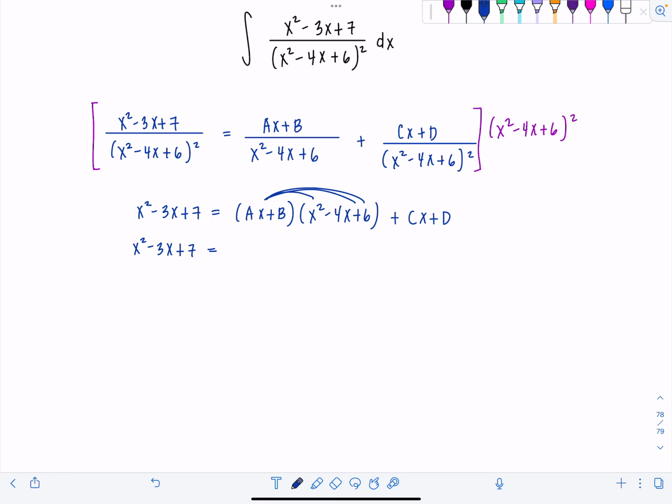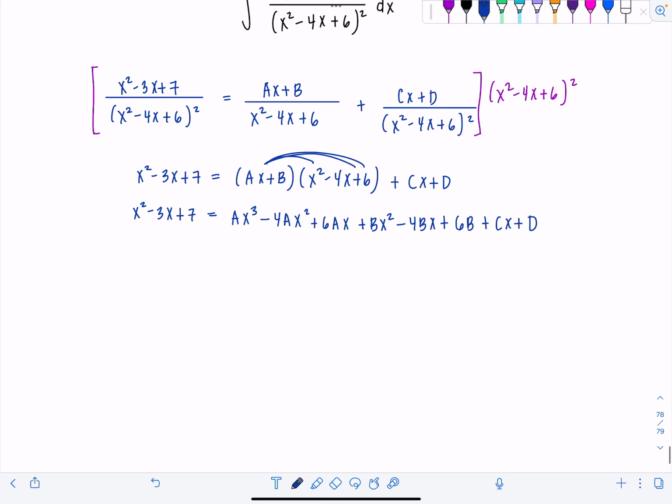Here we go. This is going to be ax cubed minus 4ax squared plus 6ax. I'm just going to keep it going. No more rainbows. Plus bx squared minus 4bx plus 6b plus cx plus d. Whew. Okay, it looks worse than it really is. So now what we're going to do is collect and equate coefficients from like terms.